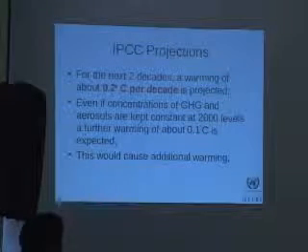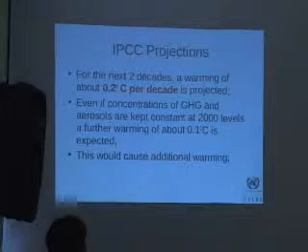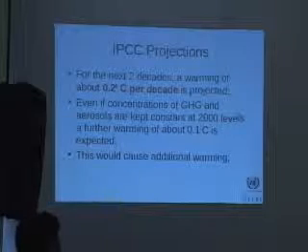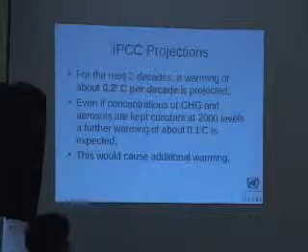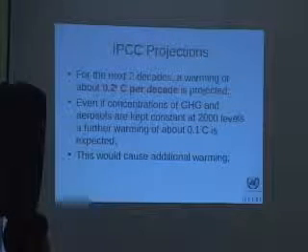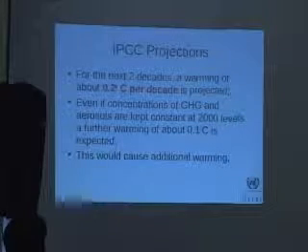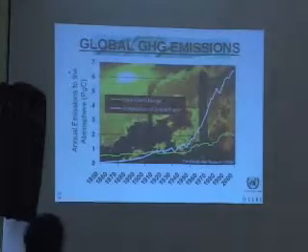For the next 2 decades, we are going to see a warming of about 0.2 degrees centigrade per decade. And they are saying that even if concentrations of greenhouse gases and aerosols are kept constant at 2000 levels, a further warming of about 0.1 degrees Celsius is expected, and this would cause additional warming.